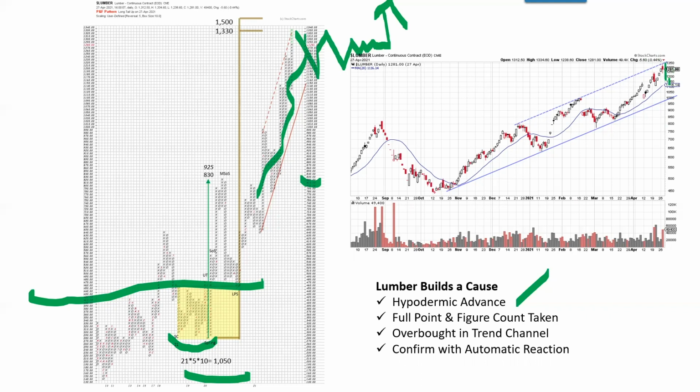So it's already touched and pulled back from the top of this channel. But the channel that we see over here also exists on a shorter time frame here. Well, no, I guess it's about the same time frame. We can see that channel also developed on the vertical chart, and it is overbought and is now pausing in the area of this overbought condition. May be able to get up to the 1500 level. The automatic reaction will ultimately be the thing that will tell us that a range-bound condition is in place for lumber.